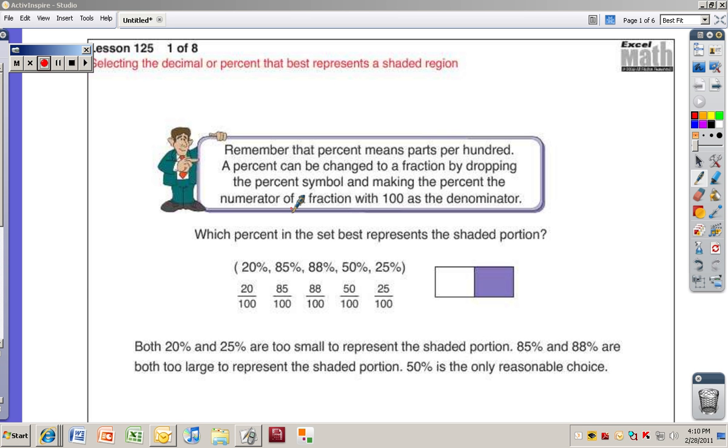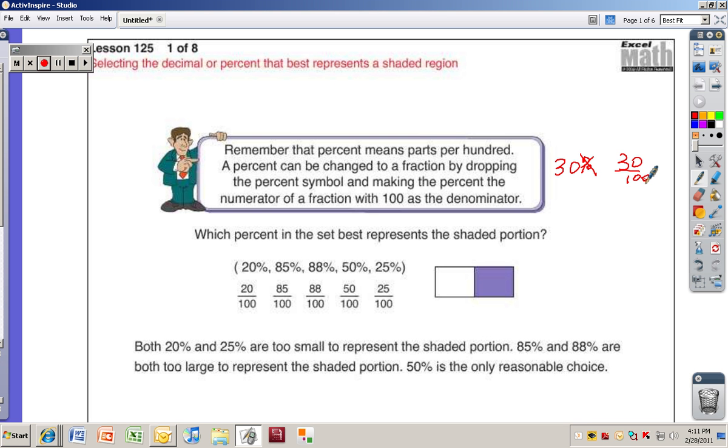Remember that percent means parts per hundred. A percent can be changed to a fraction by dropping the percent symbol and making the percent the numerator of a fraction with 100 as the denominator. In other words, 30%, we can drop this and then call that 30 over 100. That's what percent means, is out of 100.